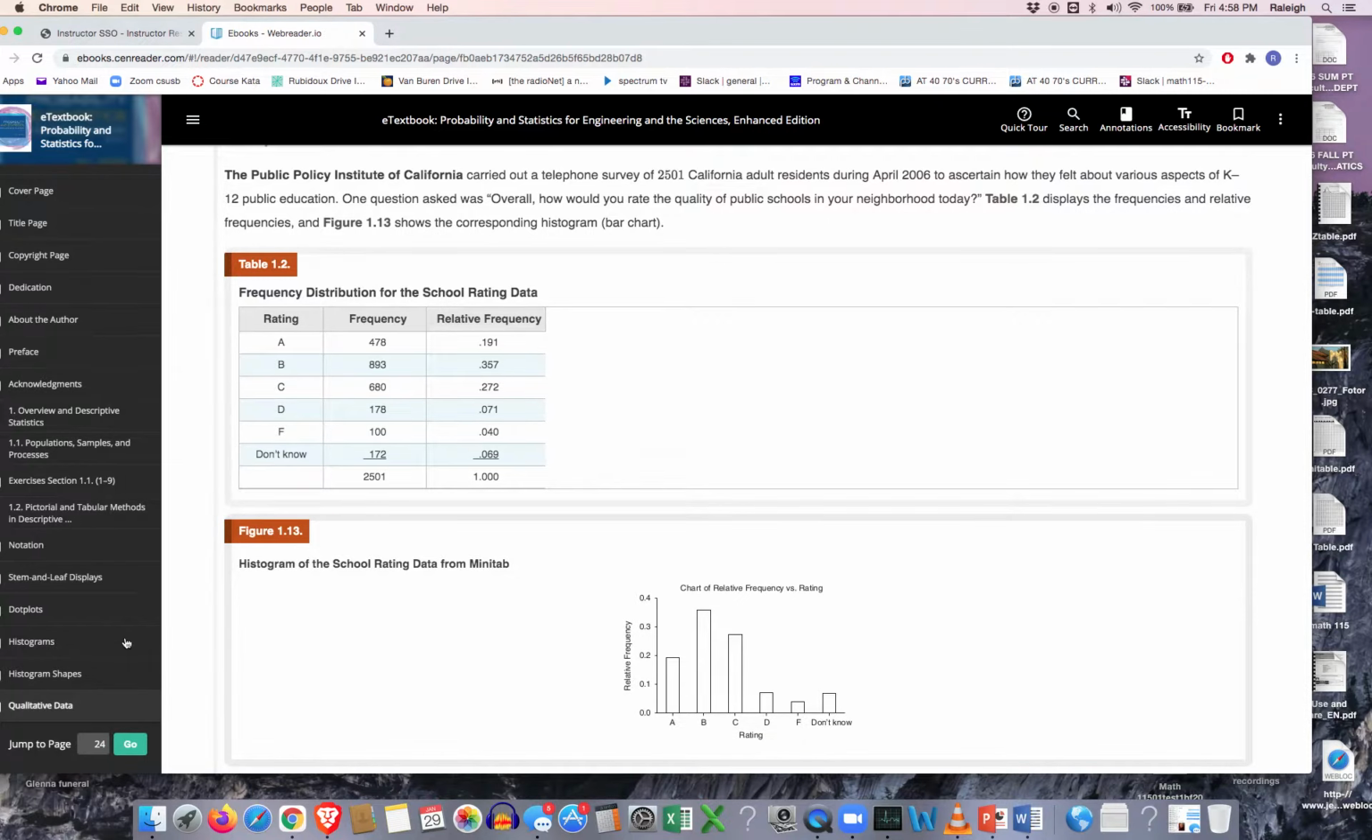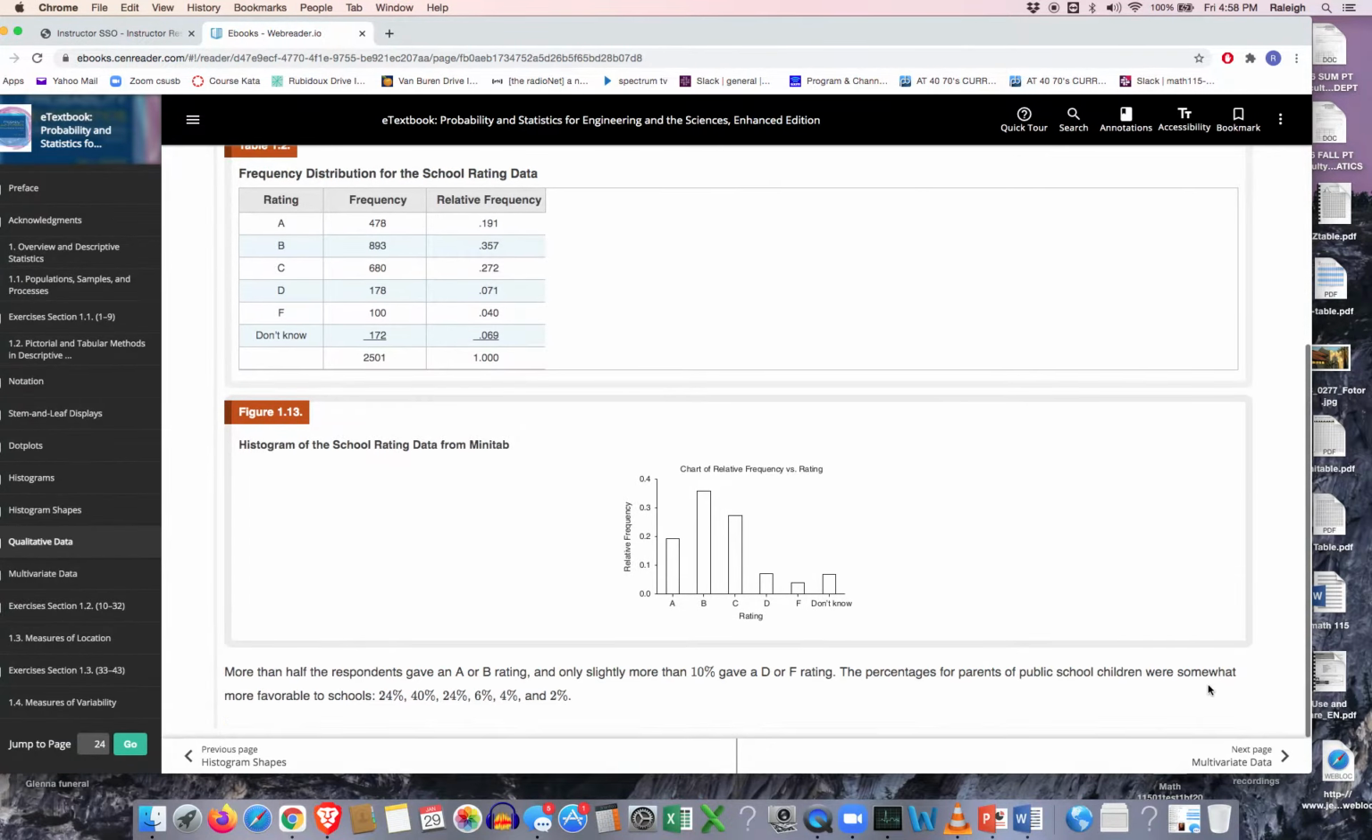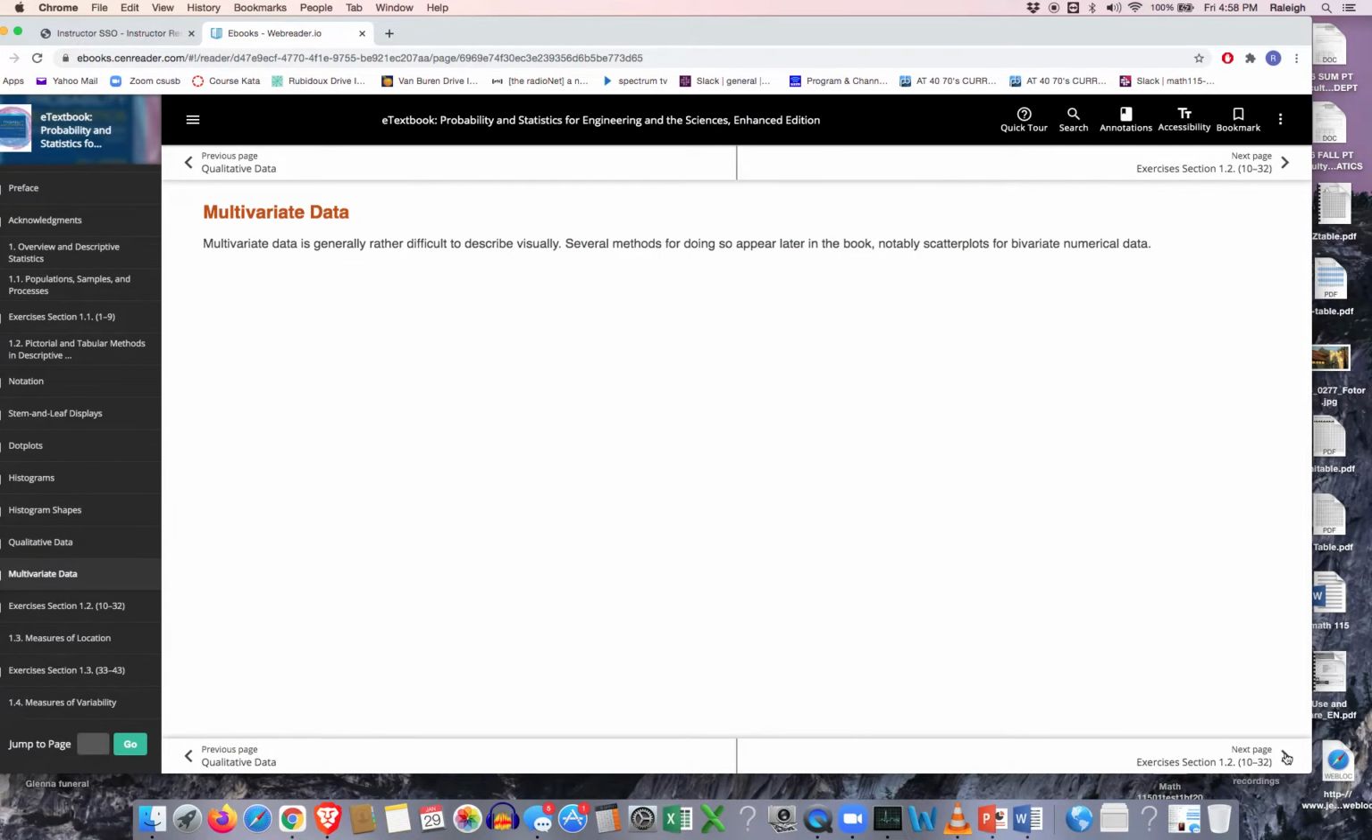So let's go and move on to multivariate data, and they don't have much to say about this at all. So this is a short section. Wow, I wish they were all this short, huh?